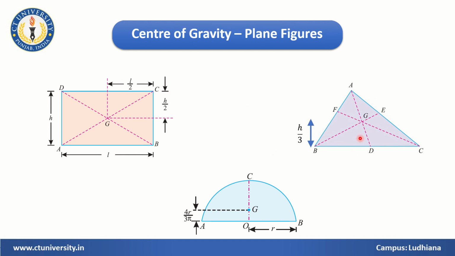Similarly, for a triangle, if we have to find the center of gravity, it will be lying at h by 3 from the base, where h is the height of that triangle. For a semicircle having radius r, the point G, the CG point, will lie here, and if we want to find the location, it will be 4r upon 3 pi, where r is the radius of this semicircle, so we can find this location, right?